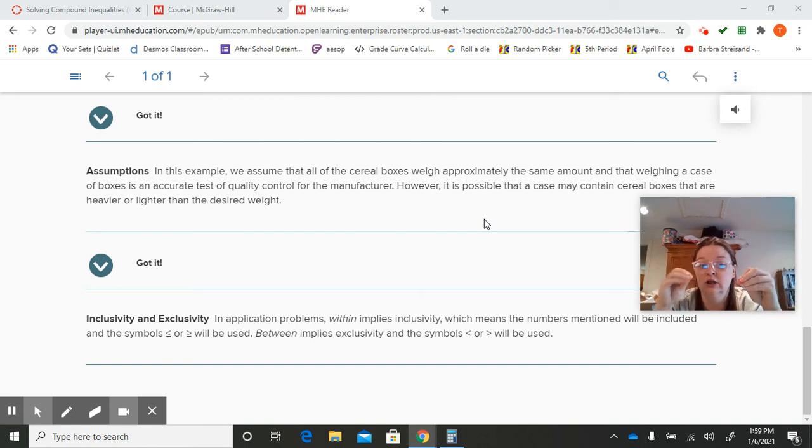Within means inclusively, and you're using the less than or equal to or greater than or equal to signs. Between implies exclusively and means that you're using less than or greater than. Put those in your notes because that will be helpful later on.